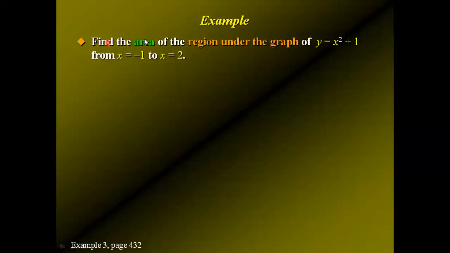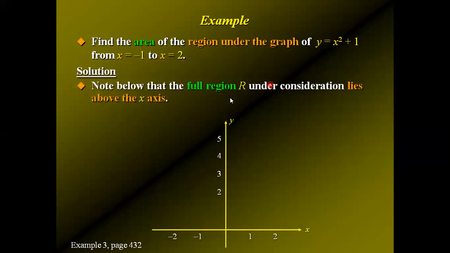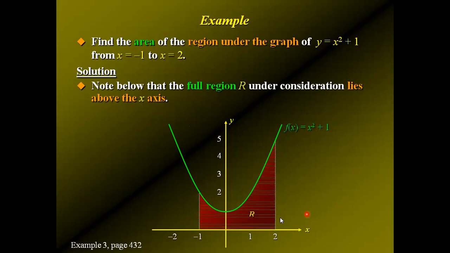Now, example: find the area of the region under the graph of y equals x squared plus 1 from x equals minus 1 to x equals 2. There are two curves, y equals x squared plus 1, and from these limits we have to find the area. Note that the full region under consideration lies above the x-axis, with limits minus 1 to 2. This is the curve y equals f(x) equals x squared plus 1, the given function, with x from minus 1 to 2. We have to find this red area.